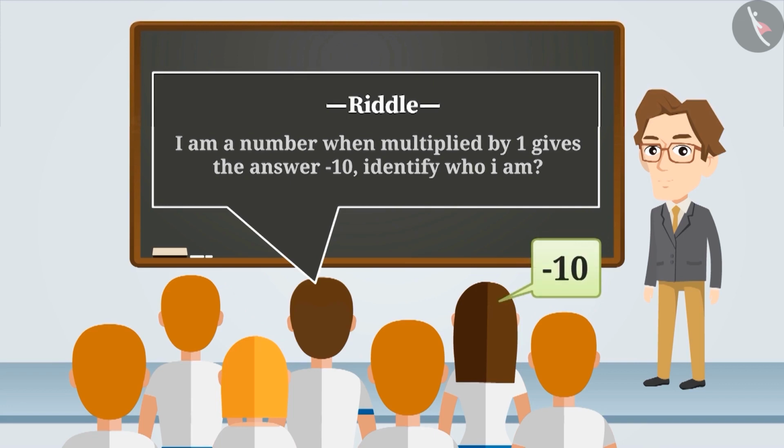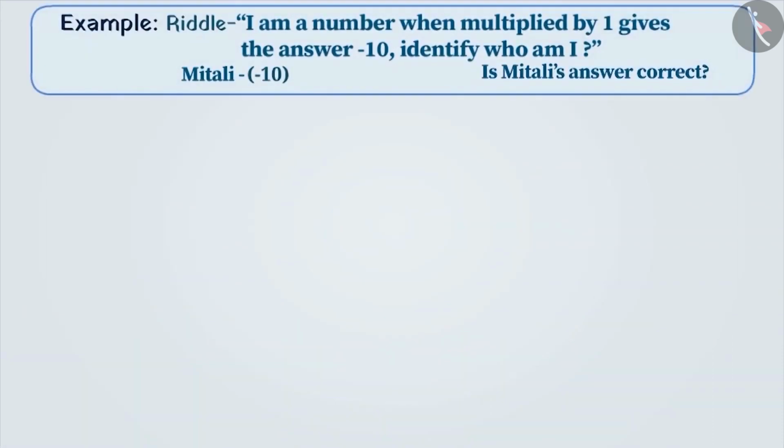Is Mithali's answer correct? Let's first express the riddle in mathematical form. We need to find a number which when multiplied by 1 gives the result minus 10. Can you tell the number to be filled in the blank space? Think for a while. Let me tell you.